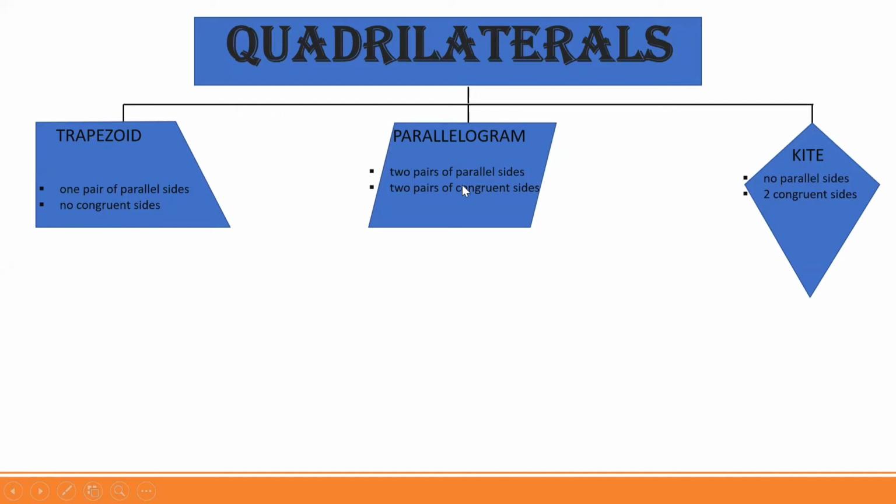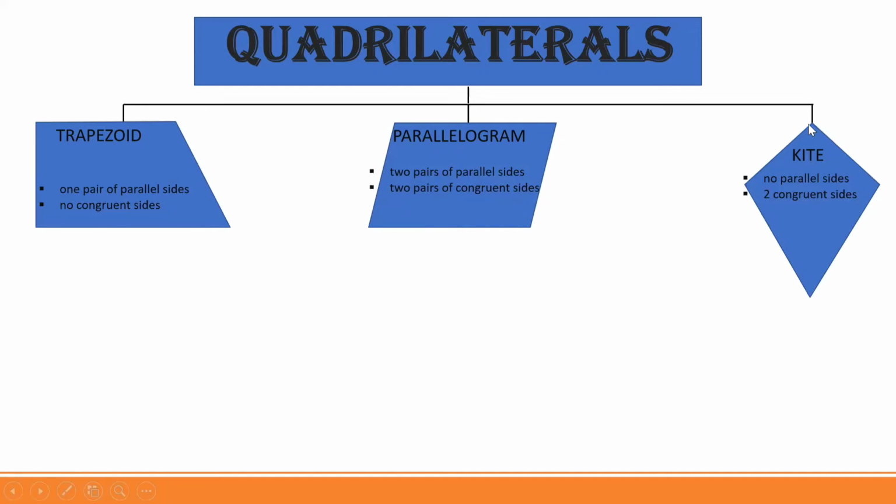Also, a parallelogram has two pairs of parallel sides. So this side is parallel to this side. Also, this side is parallel to this side. It also has two pairs of congruent sides. Congruent means same in measure. So this side is congruent to this side. This side is congruent to this side.